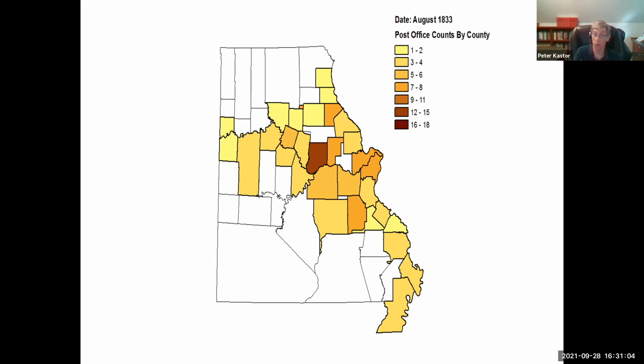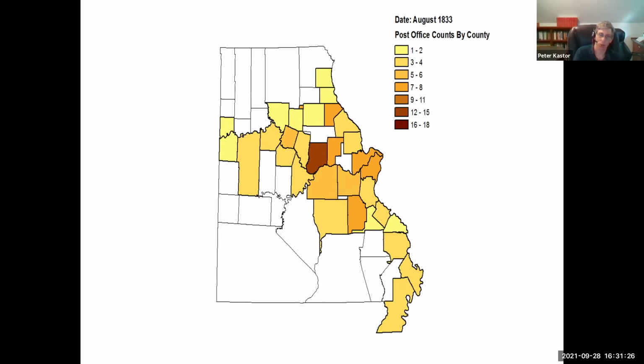Well, first of all, one thing you see is that even by 1833, there are counties with no post offices. So how do people get their mail? Well, there's no delivery at this time. If you want your mail, you have to go to the post office. So if you live in northwestern Missouri, you probably travel once a week, maybe once a month, to the one post office in an adjacent county to get your mail.